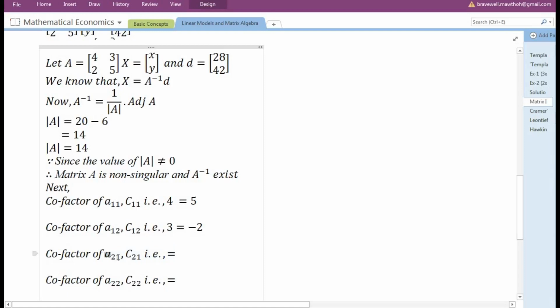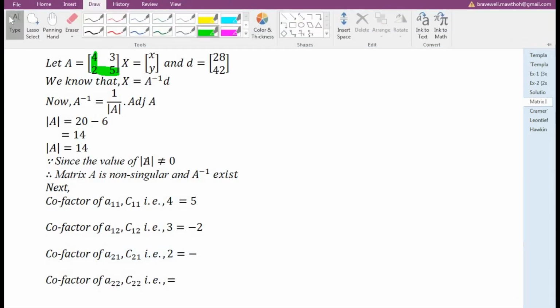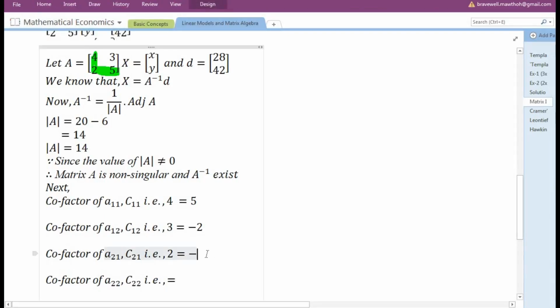Next, cofactor of A21, element present in the second row and first column, so it is 2. What about its positional sign? 2 plus 1 is equal to 3. 3 is an odd number, so we have negative sign. Deleting the row and the column in which the element 2 is present, we are left with element 3.